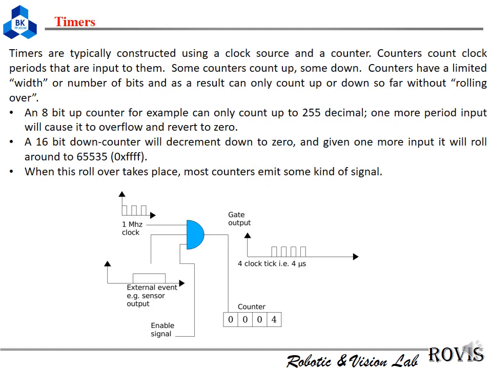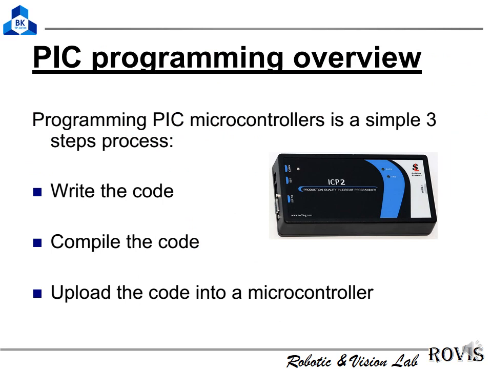And the next one is the timer. Every controller has a timer inside. The timer will produce the clock and the pulse for the chip working. Okay. And programming the microcontroller consists of 3 steps.